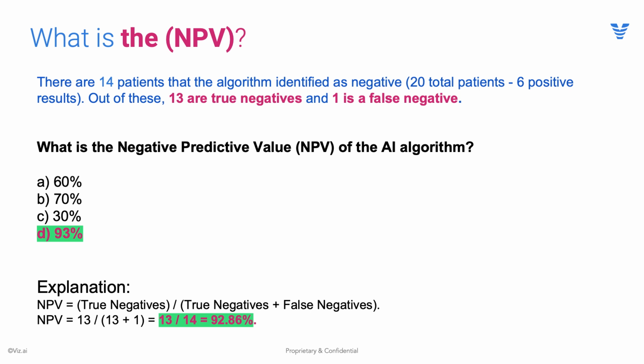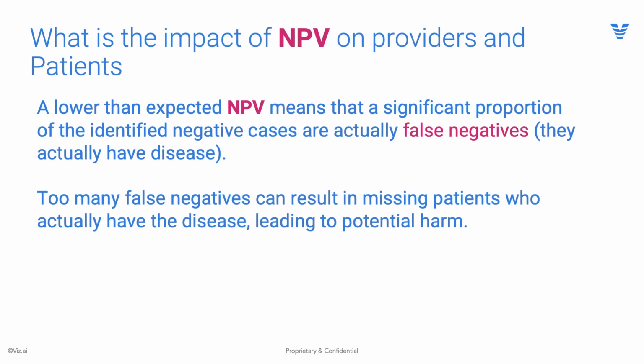There were 13 true negatives, 13 times where the algorithm didn't flag a negative study. And there was one false negative, one false negative that we identified. 13 divided by 14 is 92.86. So what's the impact of NPV on providers and patients?